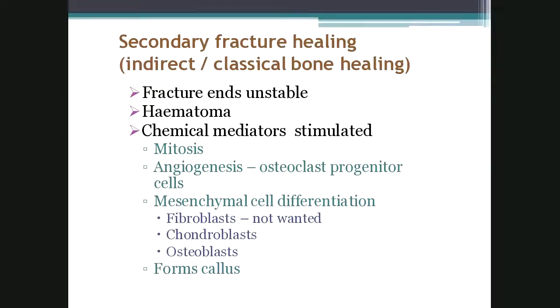Granulation tissue forms between the fracture ends after a week and results in vascularization of the hematoma. Progenitor cells in the granulation tissue differentiate into fibroblasts and chondroblasts, which produce a matrix of fibrous tissue and cartilage. Woven bone is deposited within this by osteoblasts, and over time the bone will heal.